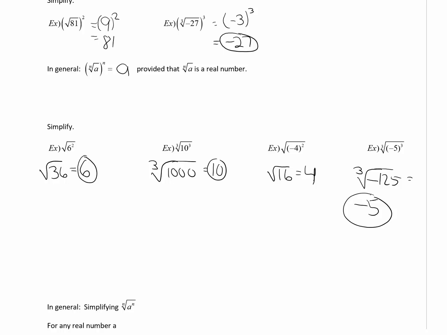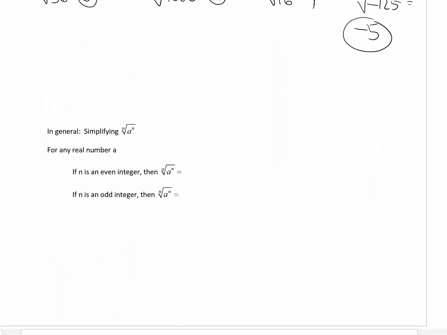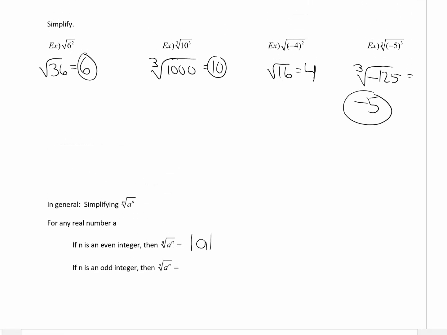So there are two different scenarios happening here. In general, when simplifying the nth root of a to the n, for any real number a, if n is an even integer, then the nth root of a to the n is equal to the absolute value of a. Now again, let me show you the example where this applies. In this third example, the answer is not negative 4, it is the absolute value of negative 4, which is 4. And if it's positive, the absolute value of 6 ends up being 6.